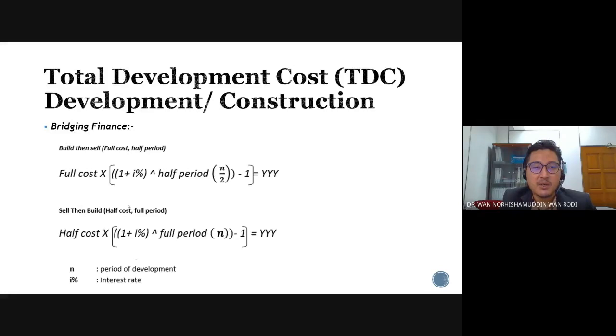The reason is because the developer is able to generate money from the buyer. The buyer has to pay first based on the progress billing. The buyer needs to pay the deposit, for example, and then they have to pay the progress payment or progress billing within the construction period. That's why the developer will borrow about half of the amount of cost for the sell then build project.